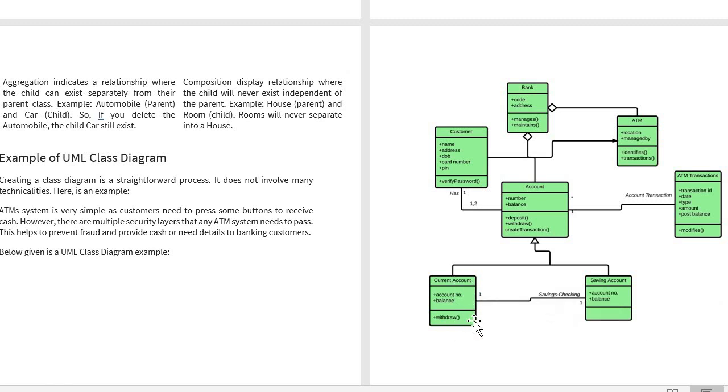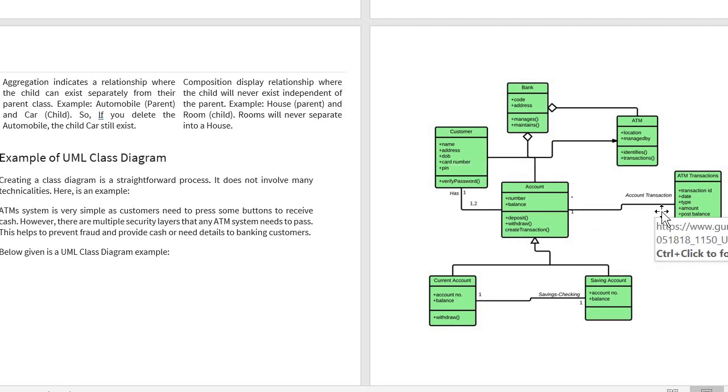And then here, withdraw in the current account. This is called the generalization or inheritance relationship. That means the account is divided into two accounts, current account and savings account. These two accounts inherit from the parent class called account. These solid lines are called association lines. They show how the two classes are associated, and you can also write the association name once you draw the association line. Here I have given that customer has an account. In these two classes, 'has' is the association name.